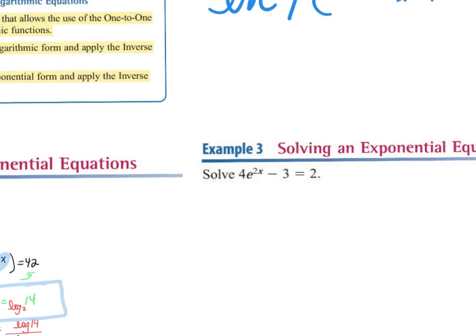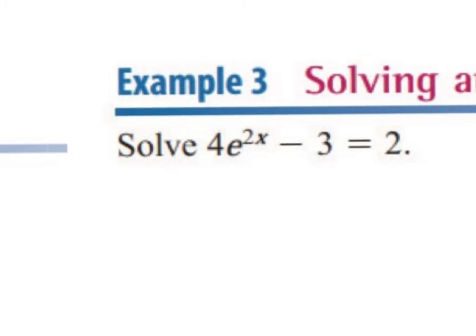All right, let's go over here to number 3. So you don't get yourself confused, highlight, circle, whatever. Here is my function. Soon as I see an e, what should I think of as an inverse? Logs. What kind of logs? I'm sorry, natural logs. That's okay, you don't have to apologize, natural logs. So I want to get my e to the 2x in this case all by itself. Am I gonna add 3 or am I gonna divide by 4? What do I do first? Divide by 4, because think about our PEMDAS backwards. When we solve equations, we use PEMDAS backwards.